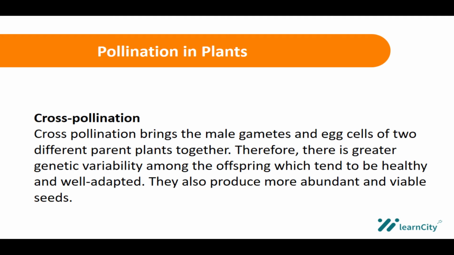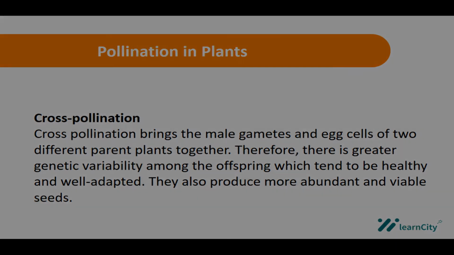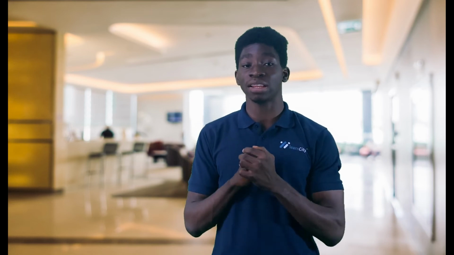The offspring of cross-pollination tend to be healthy and well adapted because there is more variability. If cross-pollination keeps occurring over several generations, for example, with plant A and plant B, the offspring could take favorable traits from A, favorable traits from B, and might have some unfavorable traits too. But as reproduction goes on over several generations, there will be variability and the favorable traits will be passed on, and the offspring produced will be healthy and well adapted. The seeds produced will also be more abundant and viable.